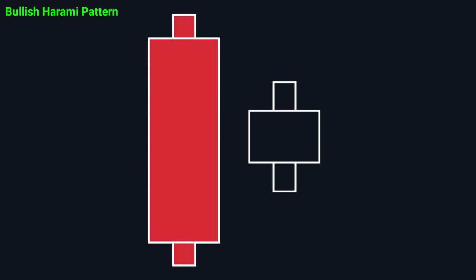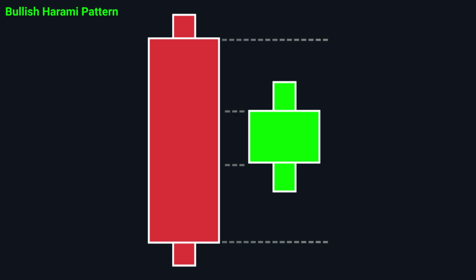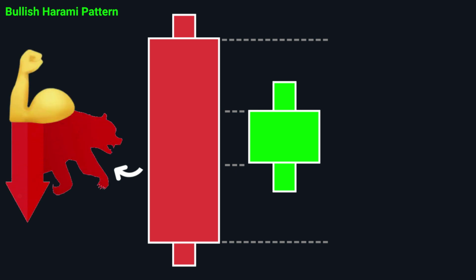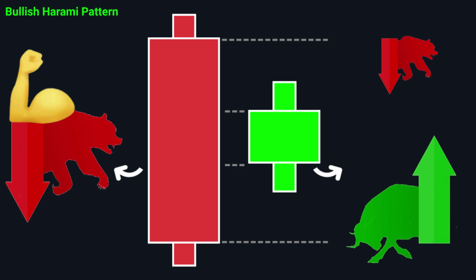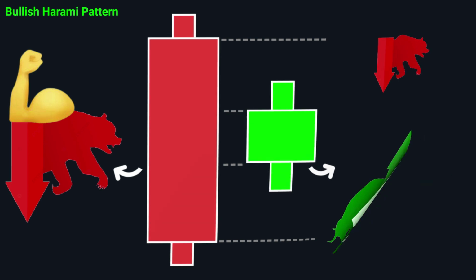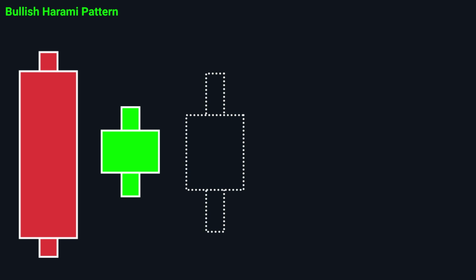The first candle is a large red candle that shows the market was going down. The second candle is a smaller green candle that fits completely within the body of the first candle. The large bearish candle shows strong selling pressure, and the smaller bullish candle suggests that sellers are losing control and buyers are starting to step in. This pattern signals that the downtrend might be coming to an end and a reversal to an uptrend could follow. Traders usually wait for the next candle to confirm the reversal, which should close higher to validate the bullish trend.